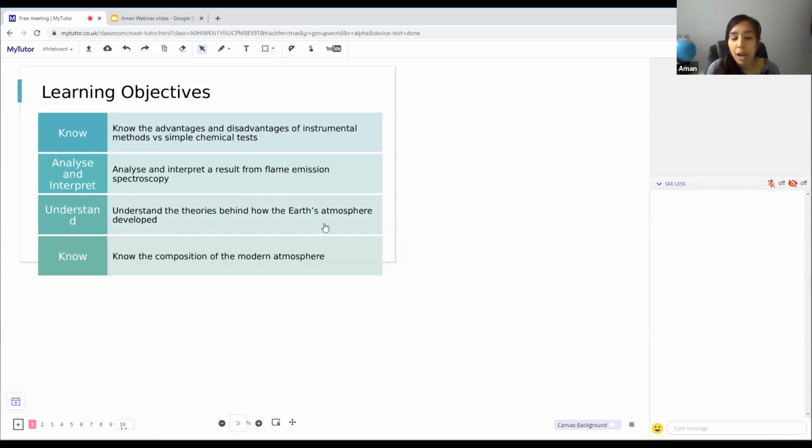How the lesson will work is we'll look at these two learning objectives first. We'll then do some exam questions consolidating the topic of chemical analysis. That will be positive and negative ions, and then also this instrumental flame emission spectroscopy. Then we'll go on to the Earth's atmosphere, so looking at the theories behind how the Earth's atmosphere developed and knowing the composition of the modern atmosphere. So our next topic after the analysis will be looking at the Earth, which we'll be doing for the rest of the week.